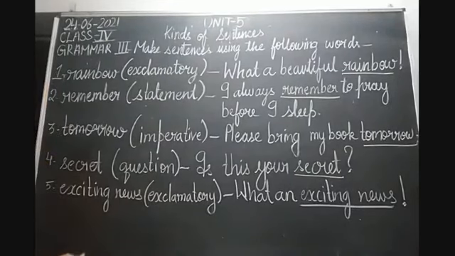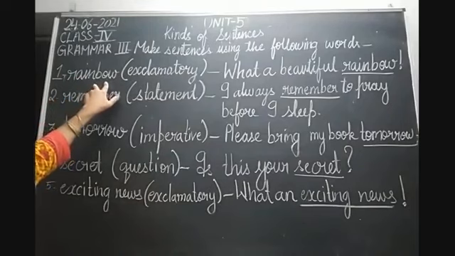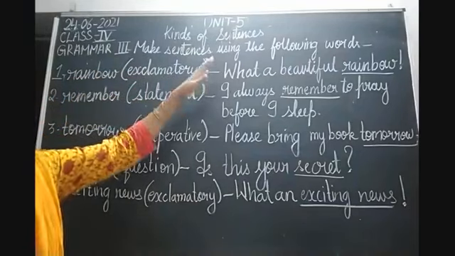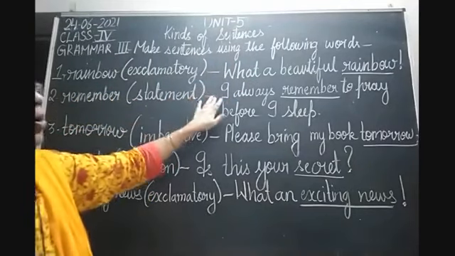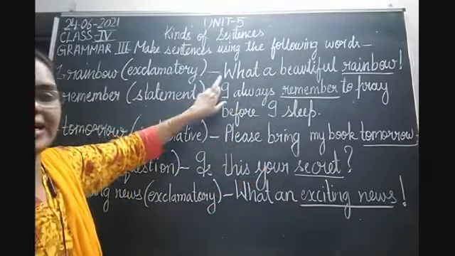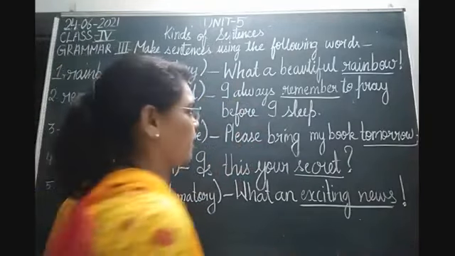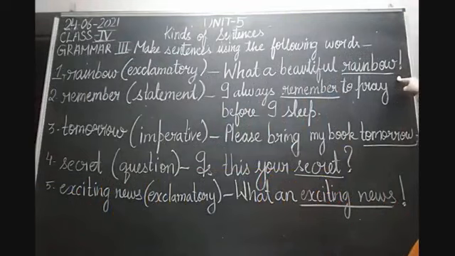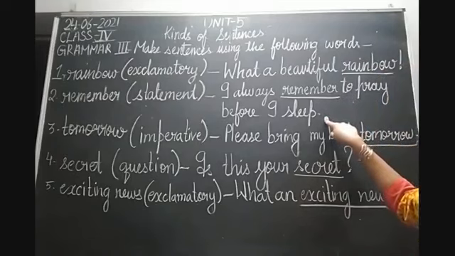Now, I'll revise these 5 sentences, students, and then I'm going to erase the board. The first word is rainbow, and we need to frame an exclamatory sentence. And our sentence is, what a beautiful rainbow. Then the second word is remember. We need to frame a statement. And the sentence is, I always remember to pray before I sleep. Keeping in mind, all your sentences must begin with a capital letter. At the end, according to the sentence, you'll put the punctuation mark. First sentence exclamatory है, तो इसके end में आपको exclamation mark डालना है. Second sentence statement है, तो इसके end में आपको full stop डालना है.